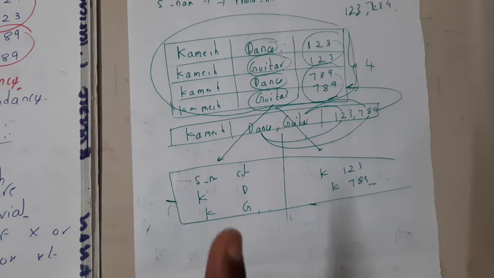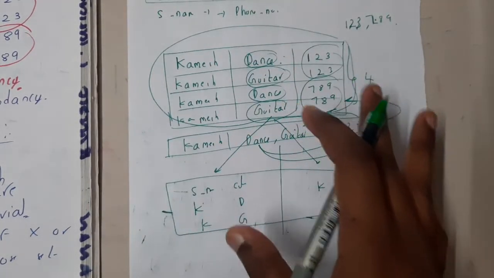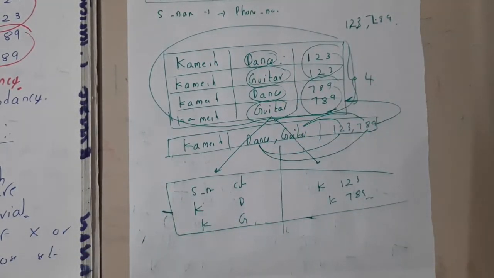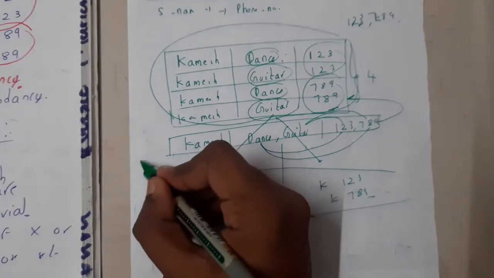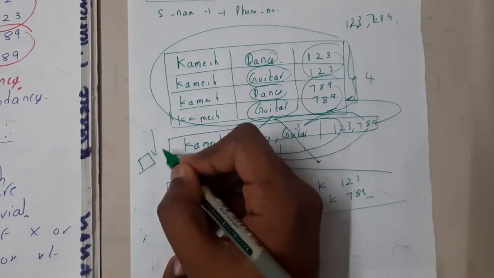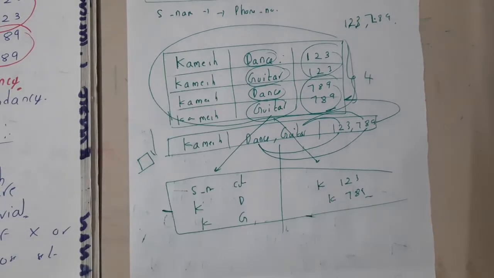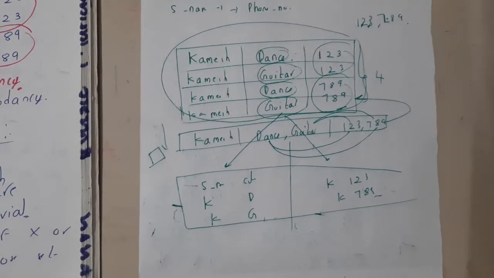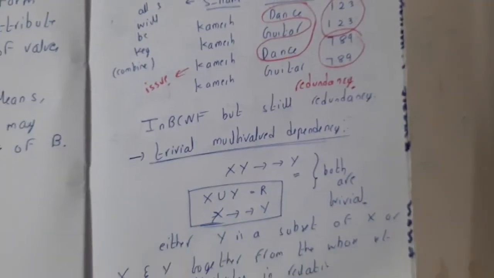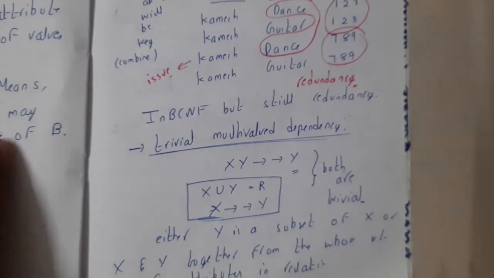Got it? And to be clear, this is the exact concept we will be using in 4NF, guys. So if a particular relation is to be in 4NF, it should not have any multi-valued dependency. Got it? Okay. Now let us go through the next thing, that is a trivial multi-valued dependency.